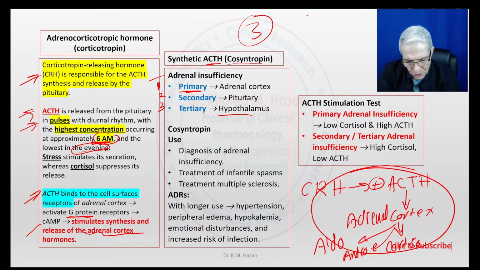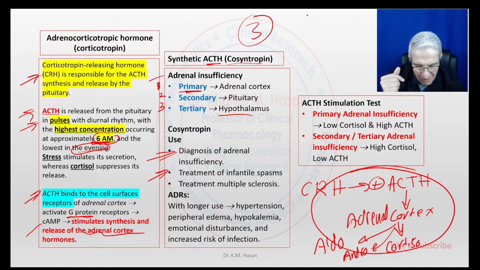Clinical use for gonadotropin, number 1, diagnostic testing. For diagnosis of adrenal insufficiency is this. We can use it to differentiate between primary, secondary, or tertiary. We can use it for treatment of infantile spasm, and sometimes use it for the treatment of multiple sclerosis, ACTH. I will repeat it. Diagnosis of adrenal insufficiency, children suffering from infantile spasm, and sometimes multiple sclerosis.